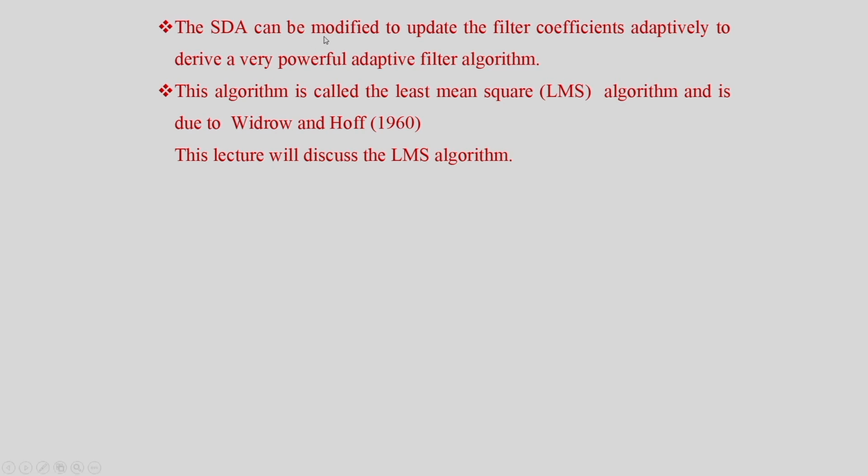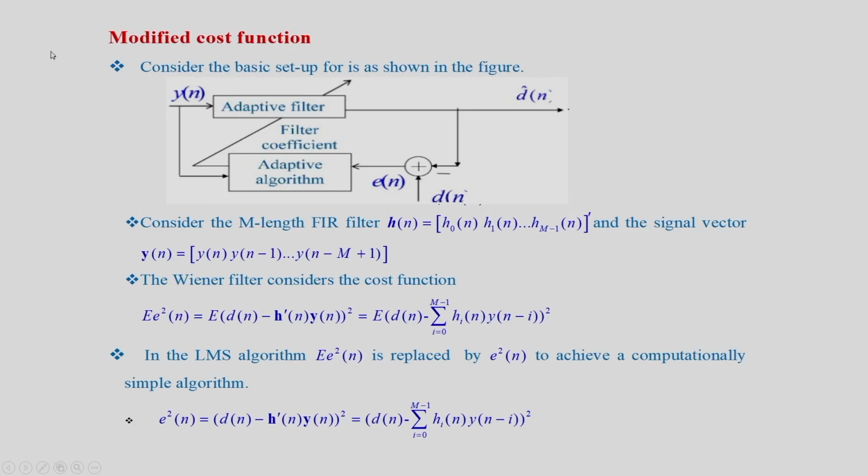The SDA can be modified to update the filter coefficients adaptively to derive a very powerful adaptive filter algorithm. This algorithm is called the least mean square, LMS, algorithm and is due to Widrow, 1960. This lecture will discuss the LMS algorithm. We will see how the cost function is modified for the LMS algorithm.